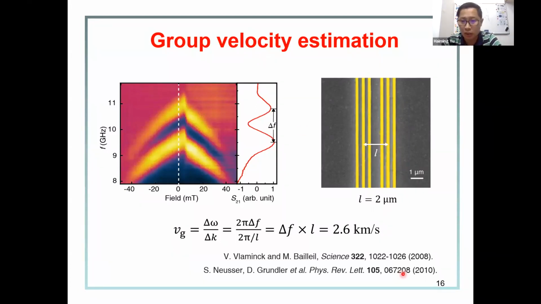This technique was not actually invented by us. It was used previously by, for example, the group of Professor Bio, and also the group of Professor Grundler in their experimental studies, and other groups as well. With this technique, we can estimate that this mode propagates at a fairly high velocity compared to a regular Pickel mode in these thin films at low frequency.